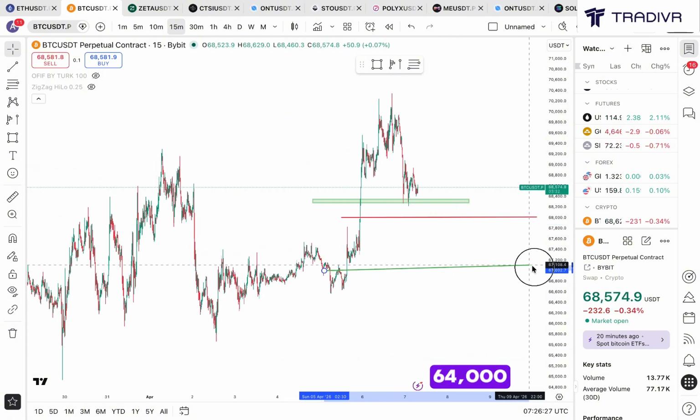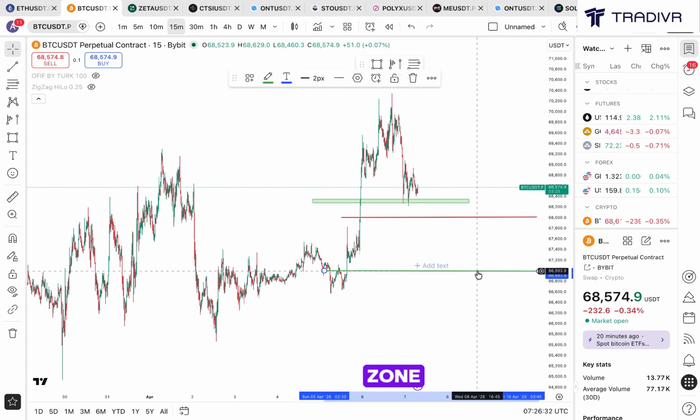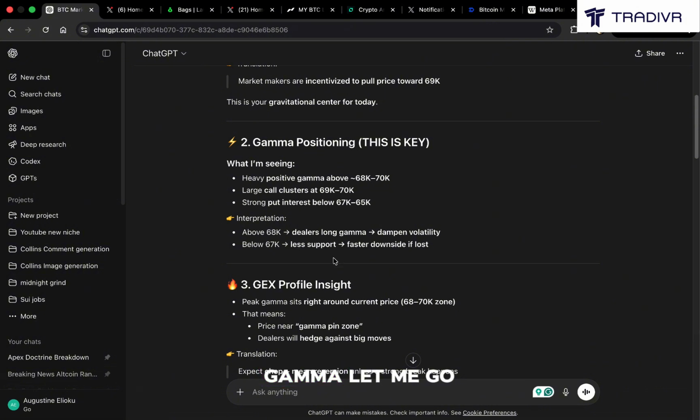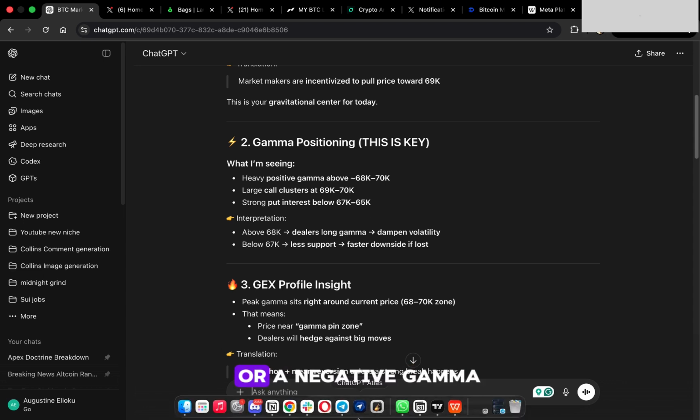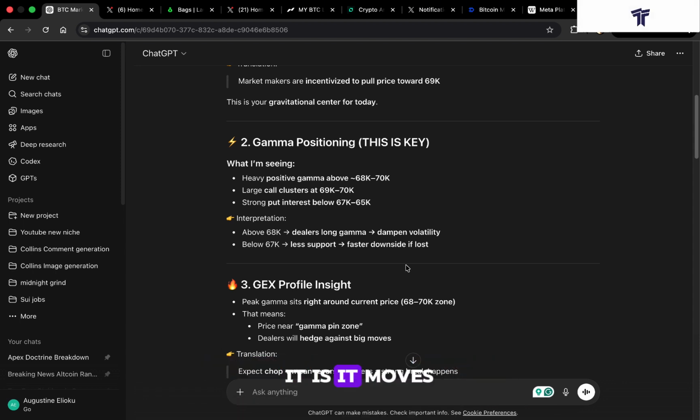So when something has broken a support zone, when dealers are no longer long gamma, in a negative gamma support zone, it moves very fast, because if the market is selling, they sell. If it's going up, they buy.